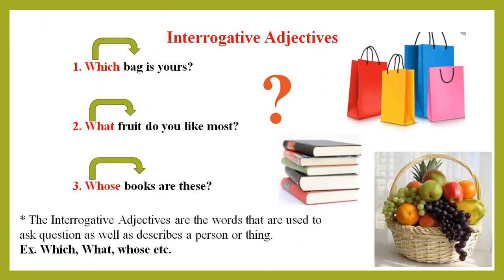Now we will learn about interrogative adjectives. Observe the words which, what and whose given in the examples. These make query about bag, fruit and books. These are interrogative adjectives. Thus, interrogative adjectives are the words that are used to ask questions as well as describe a person or a thing. Example, which, what, whose, etc.